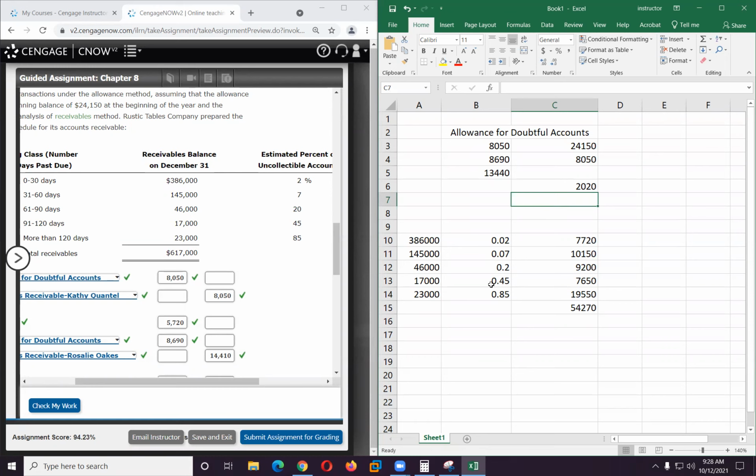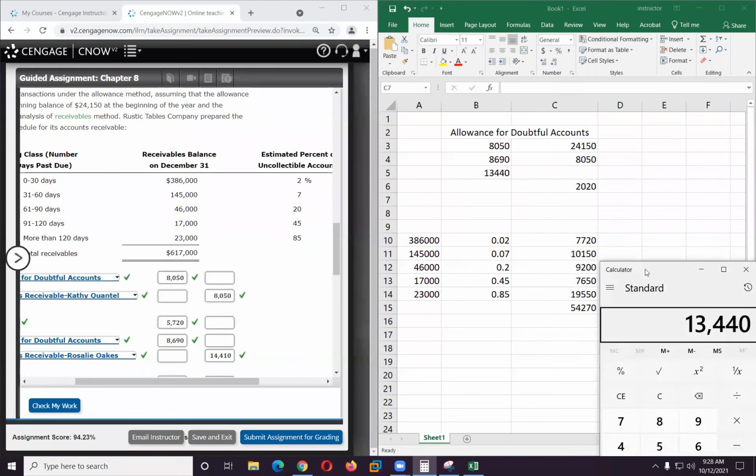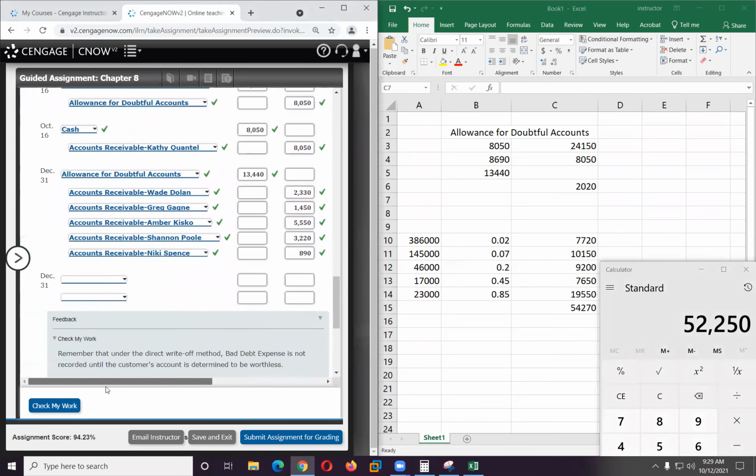Right, so I already have a balance of 2020 in there. So I'm going to have to credit that account 54,270 minus 2020. I'm going to have to credit that account $52,250 in order to bring the balance of that account up to the amount I think I'm not going to collect, which is 54,270. That's a little, like I said, that's a little complicated. So my journal entry will look like this: bad debt expense and allowance for doubtful accounts. And mine's going to be 52,250.